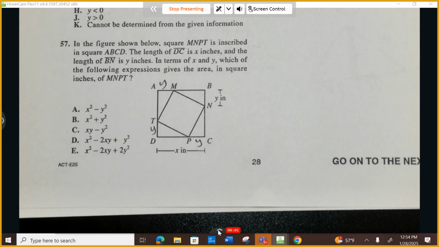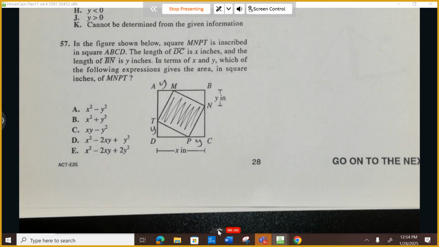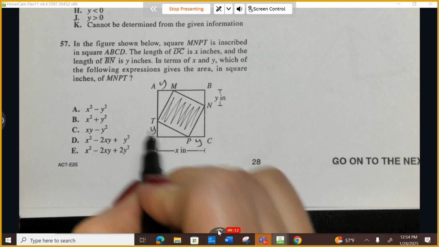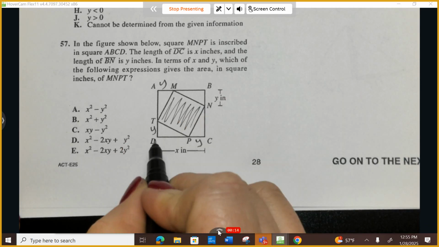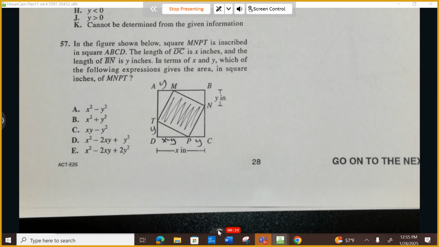I jumped onto the very end, and it says I want to know what is going to be the area of this inside figure, MNPT. Now, I know this is y, this distance is y, so I went around and I already labeled these as y. Now, I know this entire part is a distance of x, so this is x minus y.